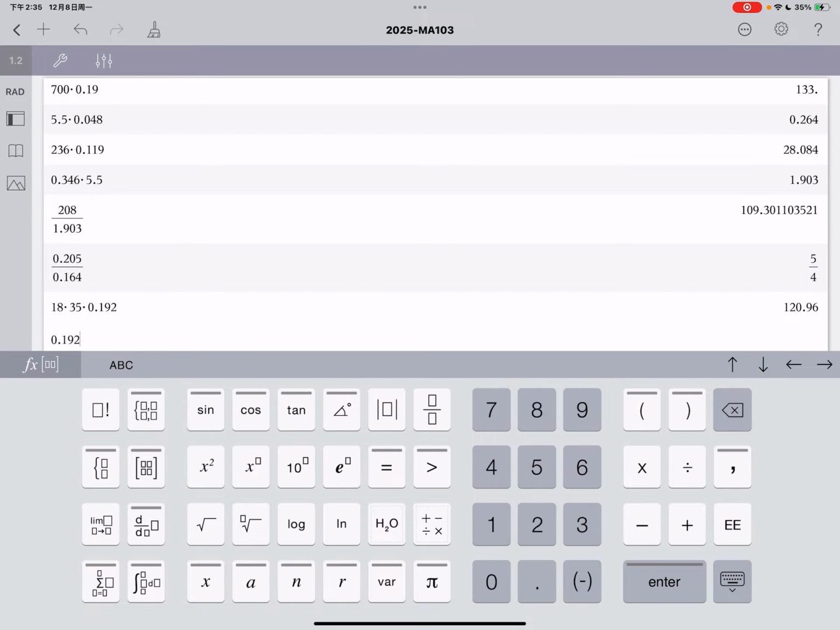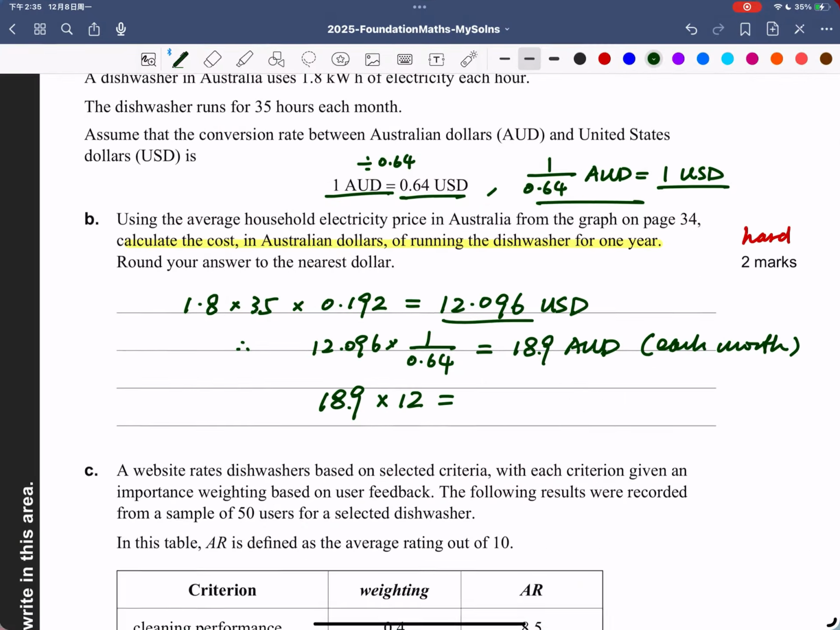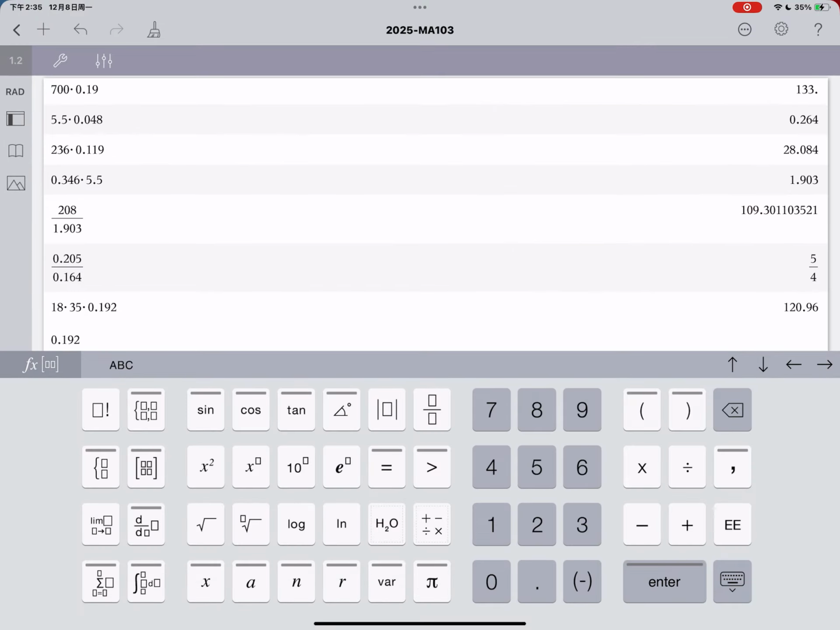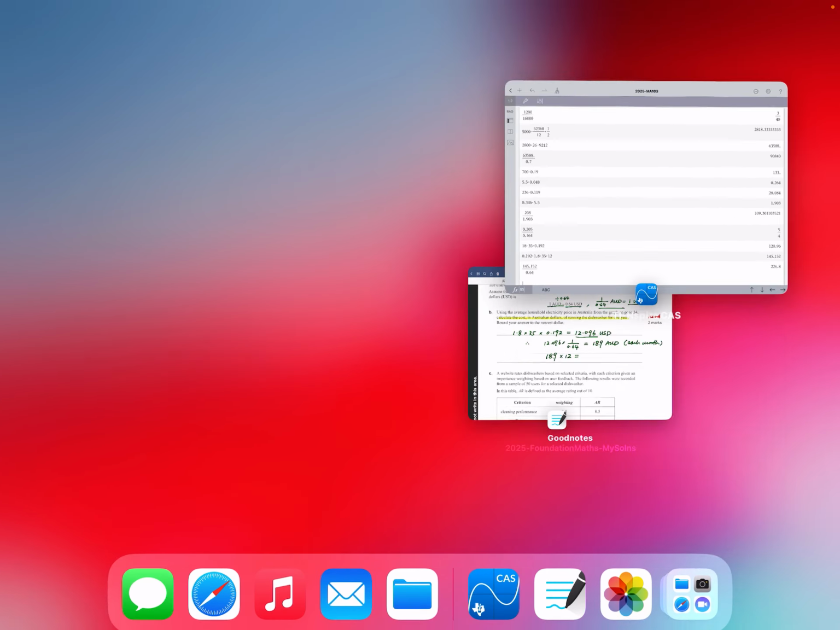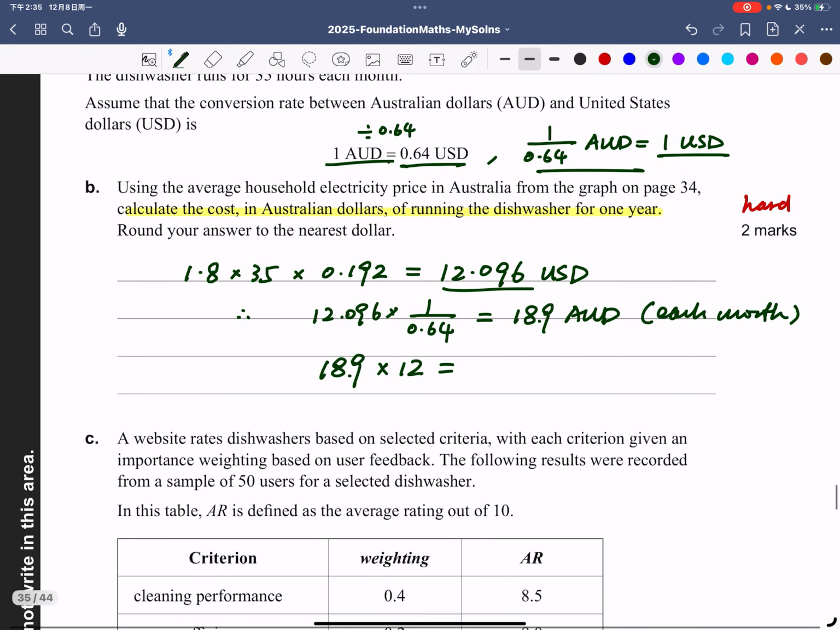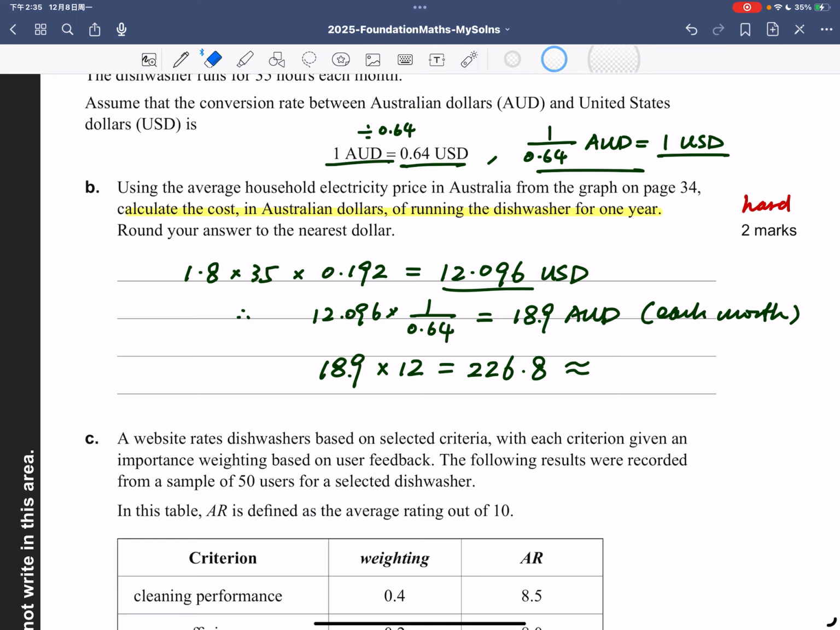0.192. That's the electricity price. 1.8 kilowatt hours times 35 hours per month times 12. Yep, that's the total amount of money, and that'll be in US dollars, then divided by 0.64. Yep, 226.8, something along this line. 226.8, and it's rounded to, let's say, $227. Yep.